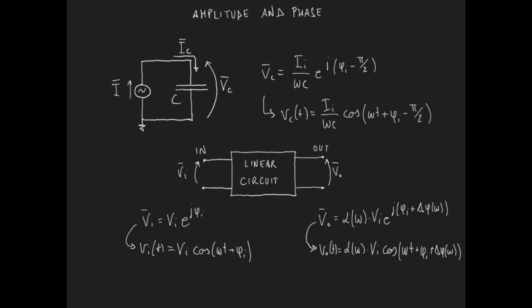The two functions alpha of omega and delta phi of omega represent the way the linear circuit acts on the amplitude and the phase of the input sinusoidal signal. Alpha of omega and delta phi of omega together represent what is called the frequency response of the linear circuit. In particular, as we will see, alpha of omega represents the modulus of the frequency response, while delta phi of omega represents the phase of the frequency response.